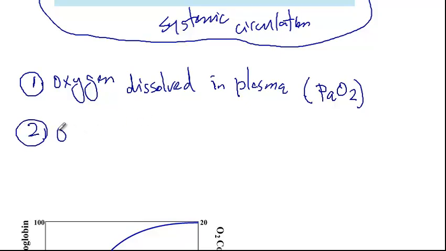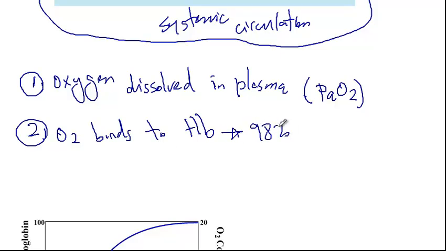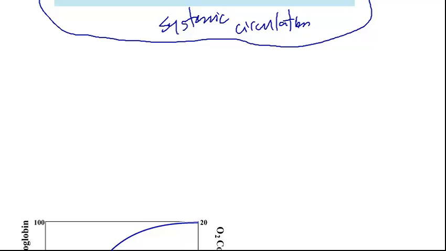Alternatively, oxygen can bind to hemoglobin, and this second mechanism accounts for 98% of the oxygen that is carried by blood. So this is the main mechanism. So let's go over how hemoglobin is transporting oxygen.